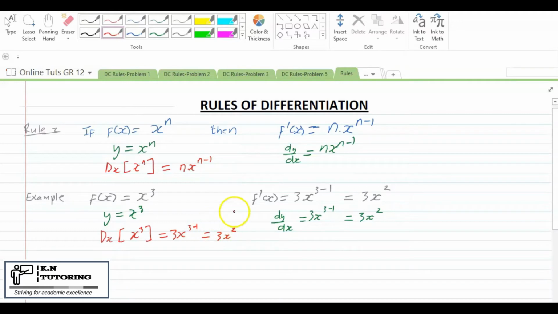So now we see that with the first two notations, if we have f of x, the notation there is f prime x. If you've got y there, the notation is dy/dx. But if you have d/dx, you just write equals to and then the answer. Let's move to the third rule.